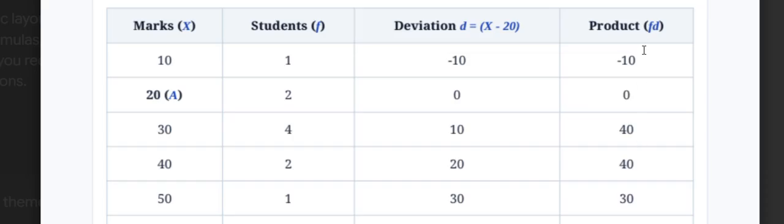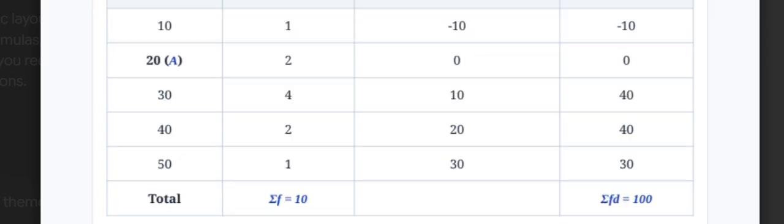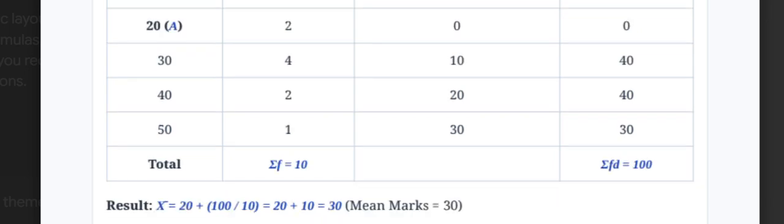So the total here is minus 10 in the negative, and in positive we have 40 plus 40 plus 30, which is equal to 110. From 110 subtract 10 of the negative, so you will get sigma fd equal to 100. Now the formula says mean is equal to A plus sigma fd upon sigma f. So we have assumed the mean as 20, plus sigma fd, which we have calculated as 100.